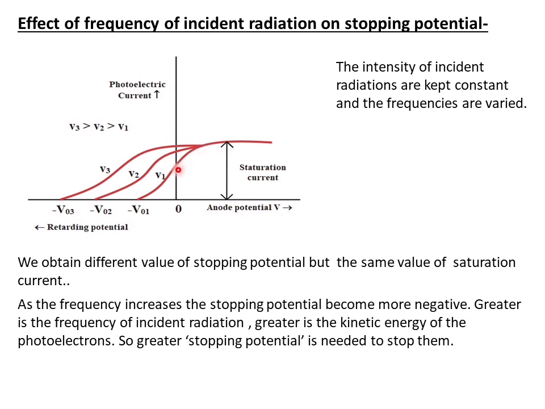So the stopping potential increases towards the negative side. As the frequency increases, the stopping potential becomes more negative. Greater is the frequency of incident radiation, greater is the kinetic energy of photoelectrons, so greater stopping potential is needed to stop them. The saturation current remains constant for all the frequencies.